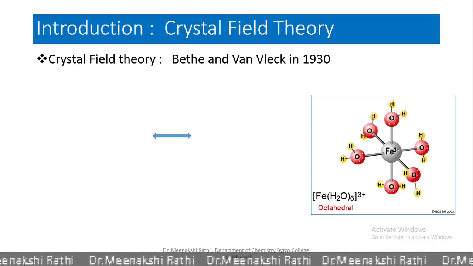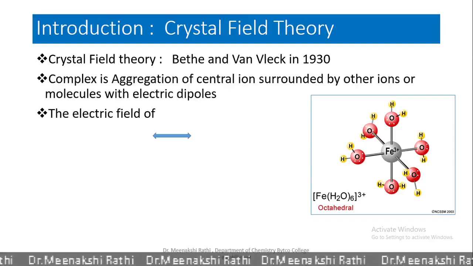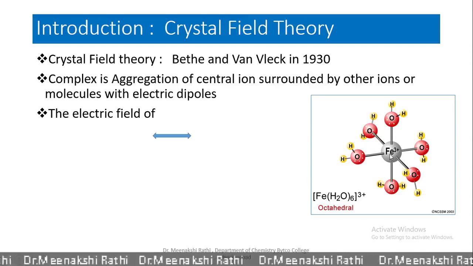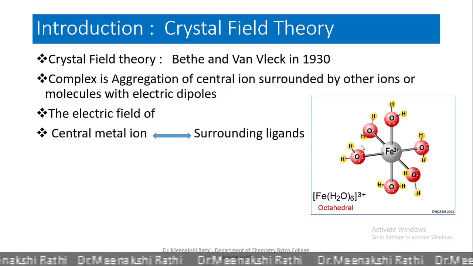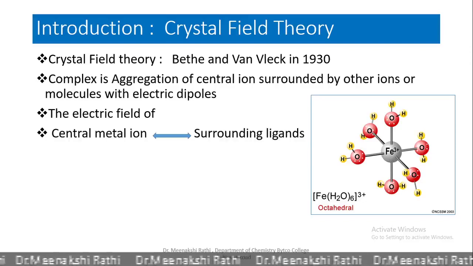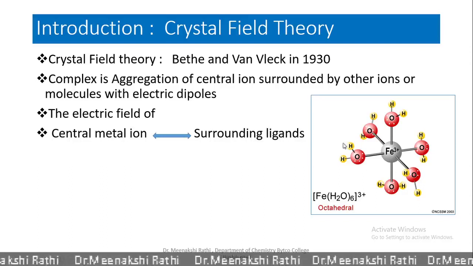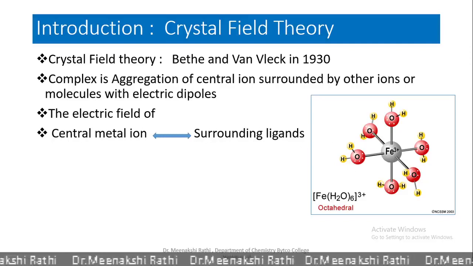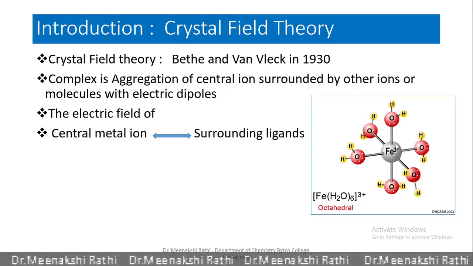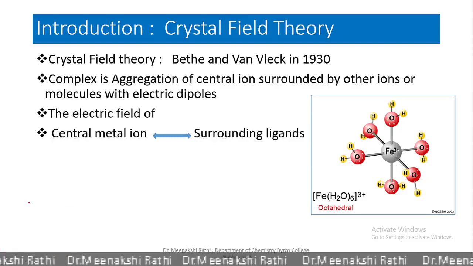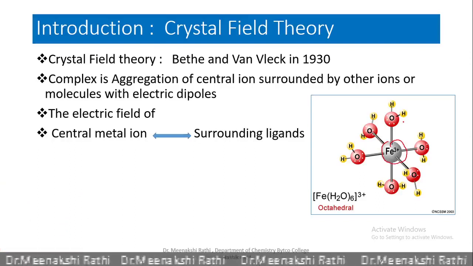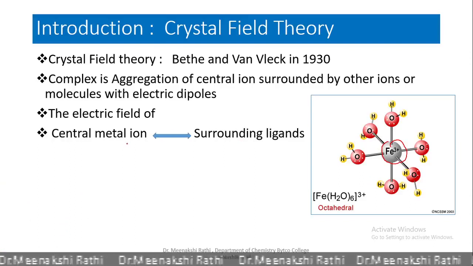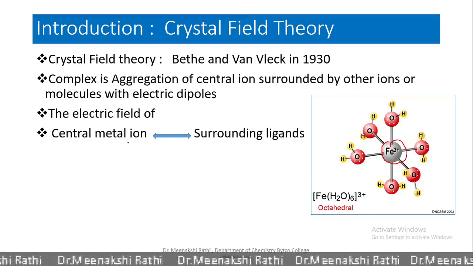And it is believed that the electric field of the central ion will affect the surrounding ligands, while the combined field of the surrounding ligands will also influence the electrons of the central metal ion. Means the electric field of this central metal ion will influence the surrounding ligands. At the same time, the surrounding ligands also affect the charge on the central metal ion.